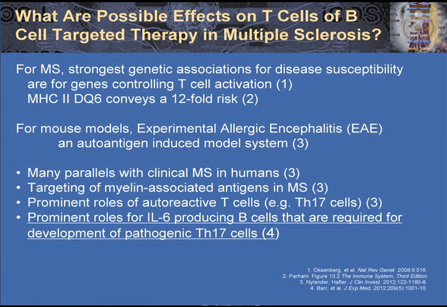And recently there have been descriptions of prominent roles for IL-6 producing B cells, and in part this might be important because IL-6 is an activating factor stimulating a number of different cells, but it's also important for the genesis of pathogenic Th17 cells. So let's just look at the pathology of MS.